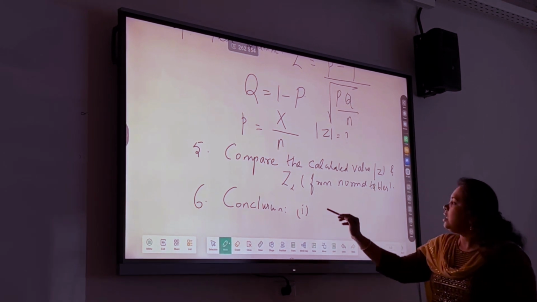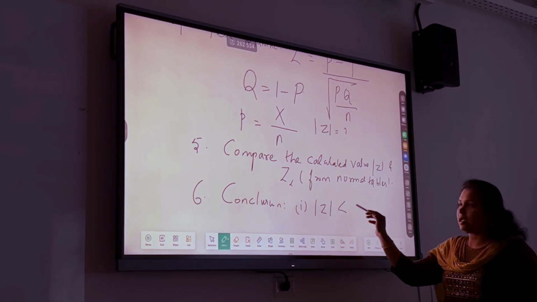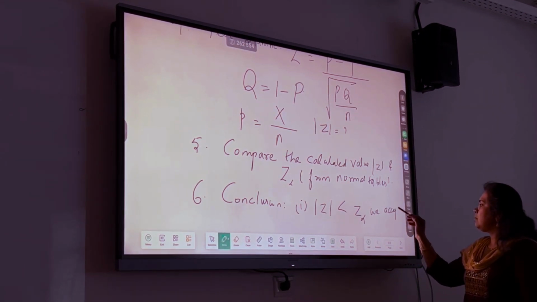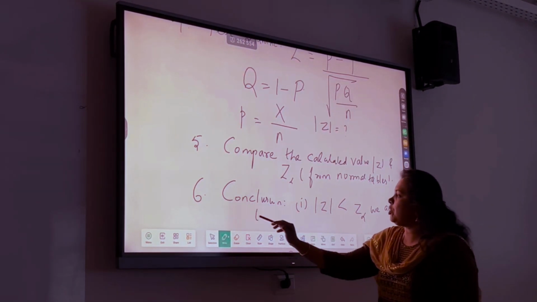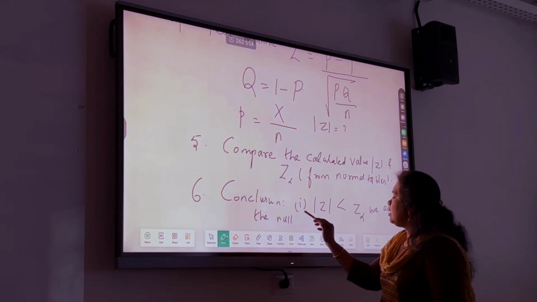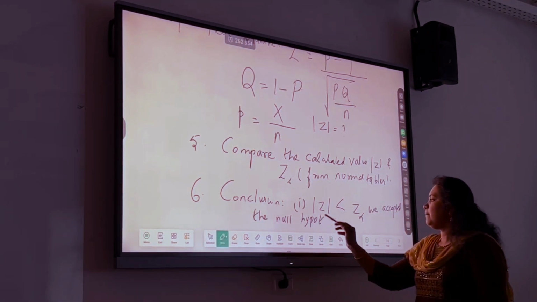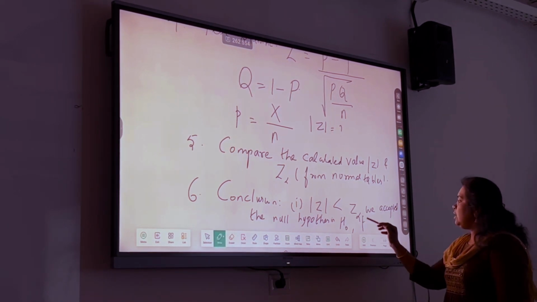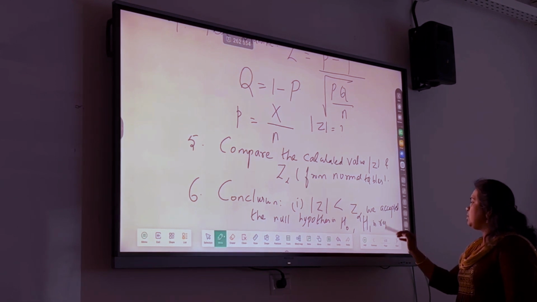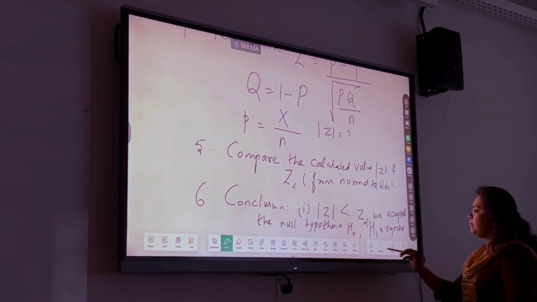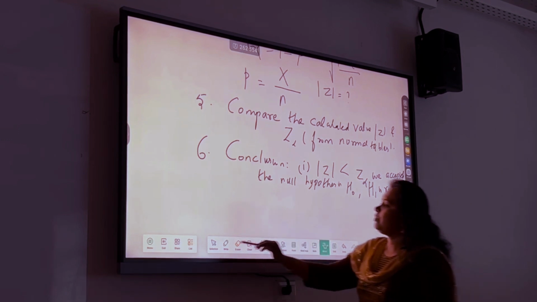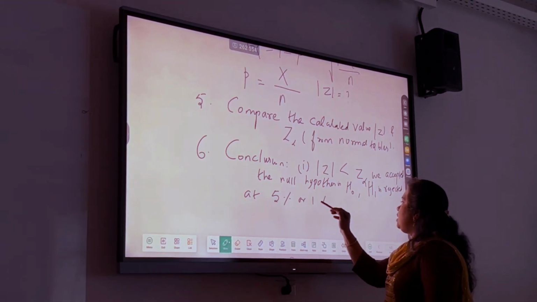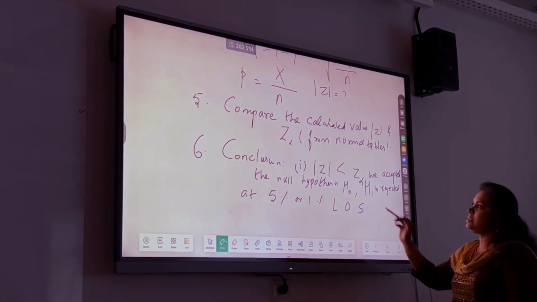First case, if mod Z is less than Z alpha, we accept the null hypothesis H naught and we reject the alternate hypothesis H1 at 5% or 1% level of significance.